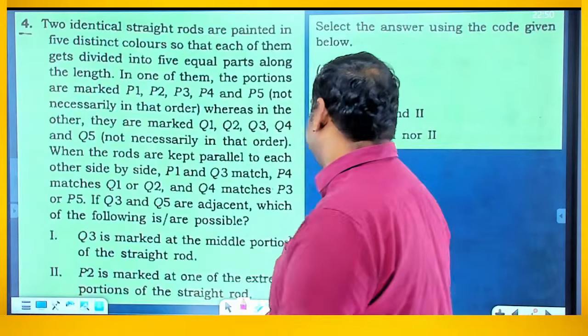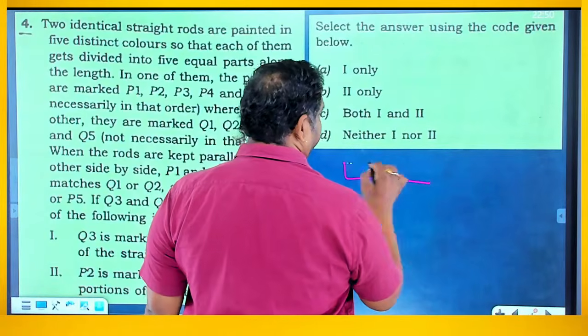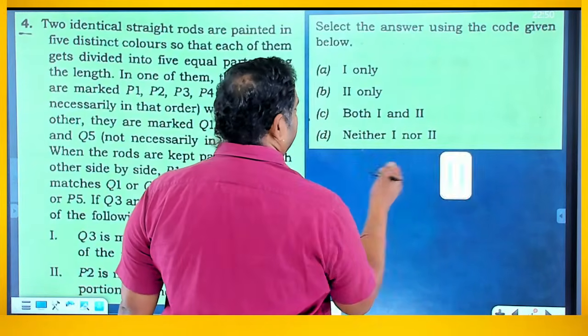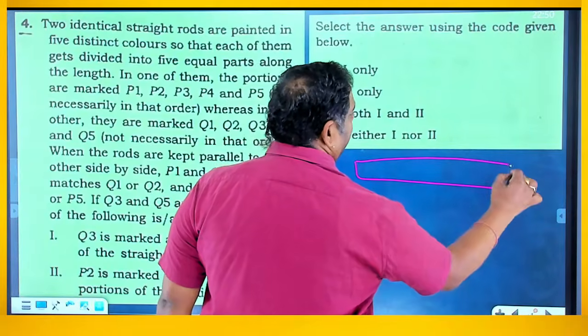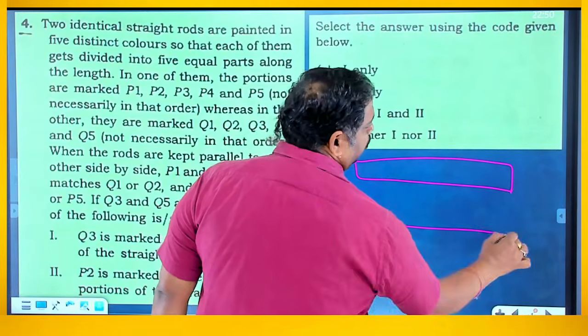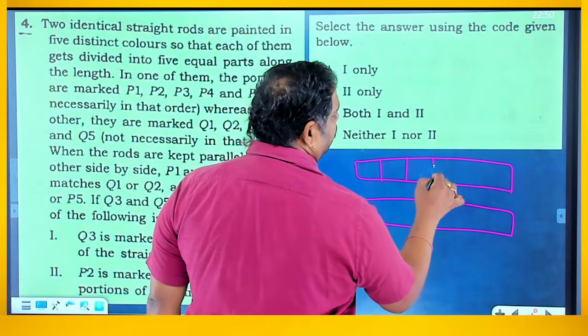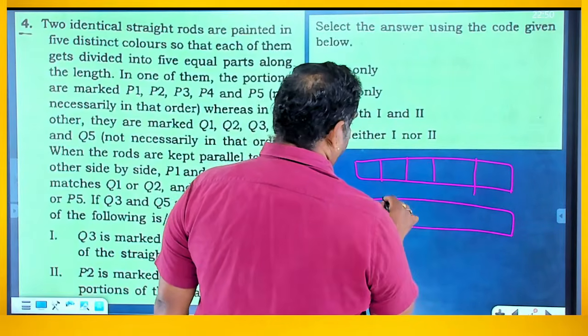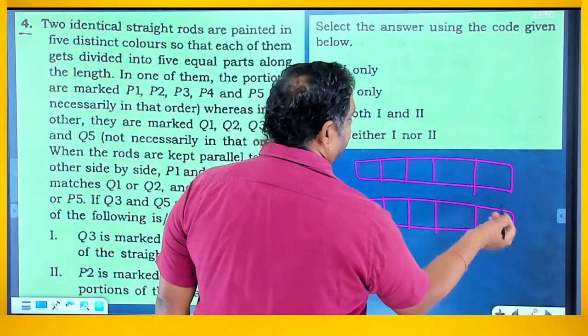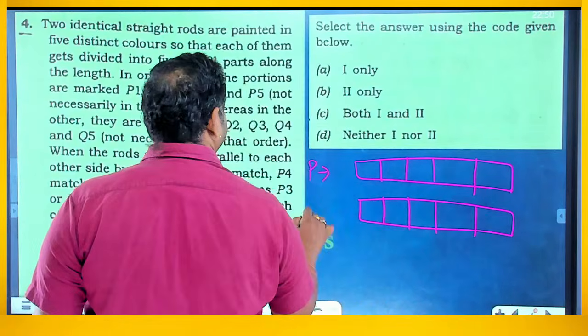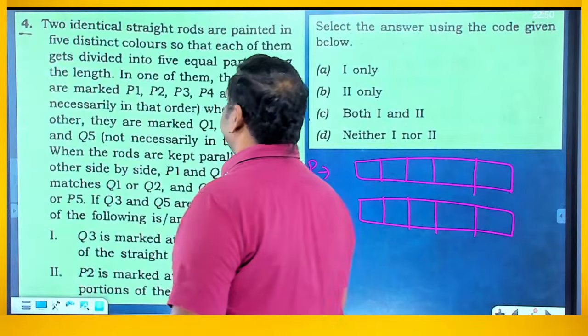That means, observe, this is my first rod. Let's draw a bit longer. So this is my rod 2. Both are of equal lengths, right? It was made into 5 equal parts, right? 1, 2, 3, 4 and 5, and 1, 2, 3, 4 and 5. So assume this is the P series, this is the Q series.